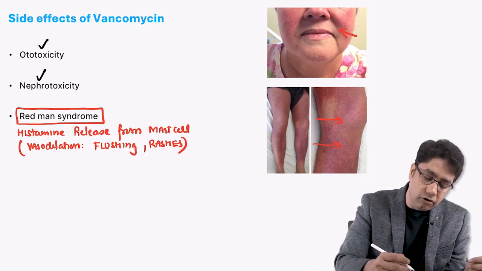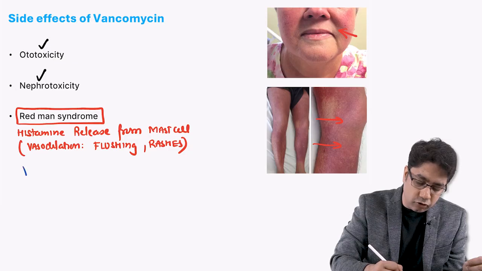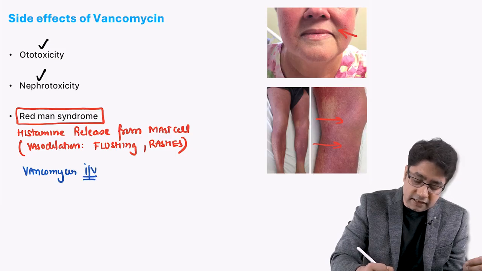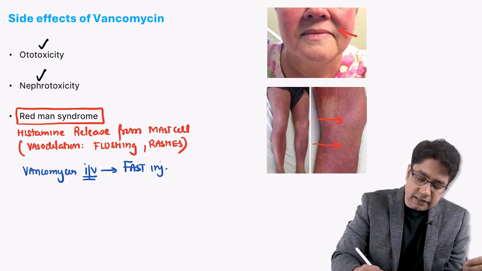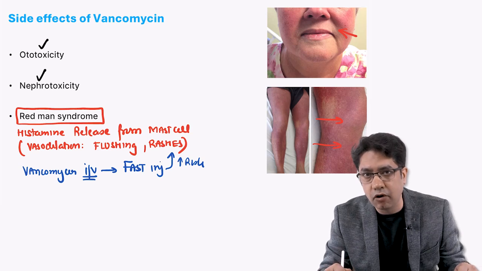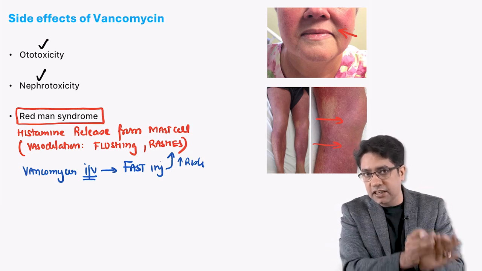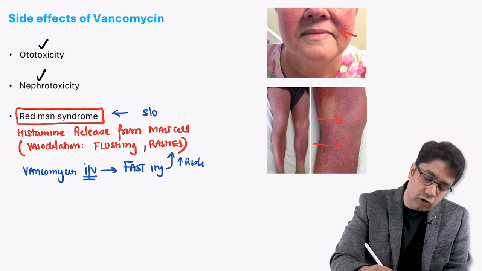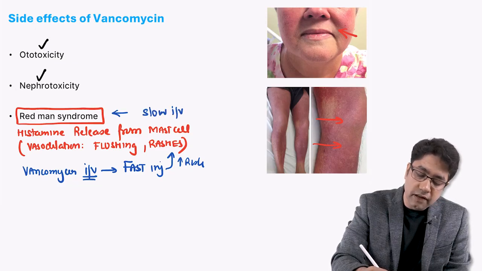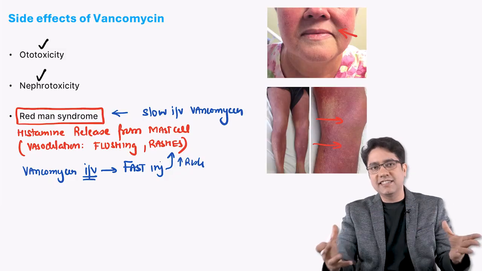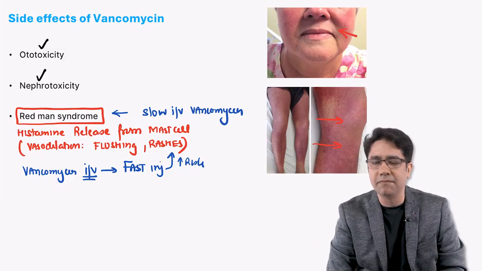And this red man syndrome is seen when we give vancomycin IV. When we give vancomycin IV, very fast infusion, fast injection, increases the risk of red man syndrome. Hence, to prevent this red man syndrome, as a doctor, will you give fast injection or slow injection? To prevent red man syndrome, give slow IV infusion of vancomycin. Never give vancomycin fast. Fast will cause faster release of histamine from mast cells.